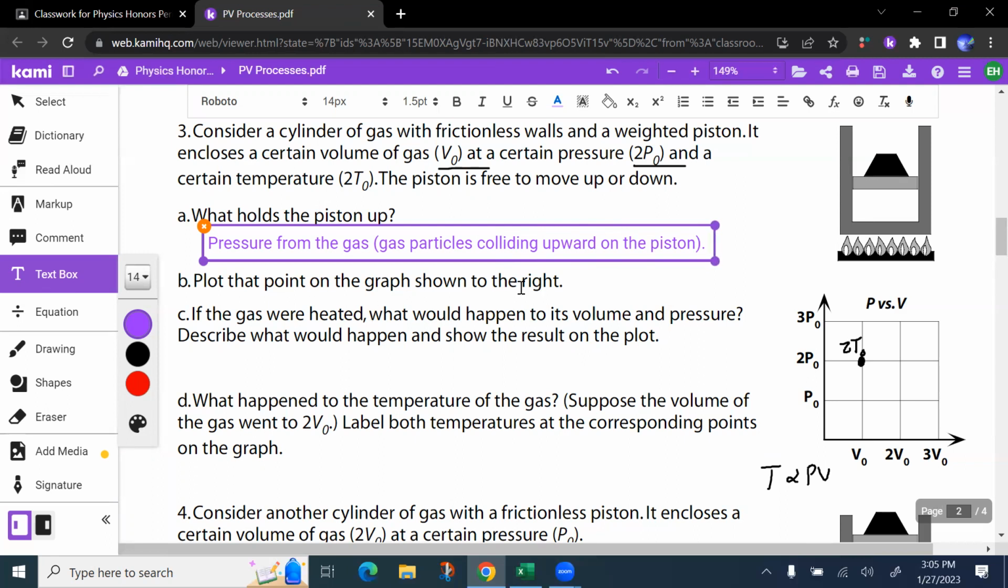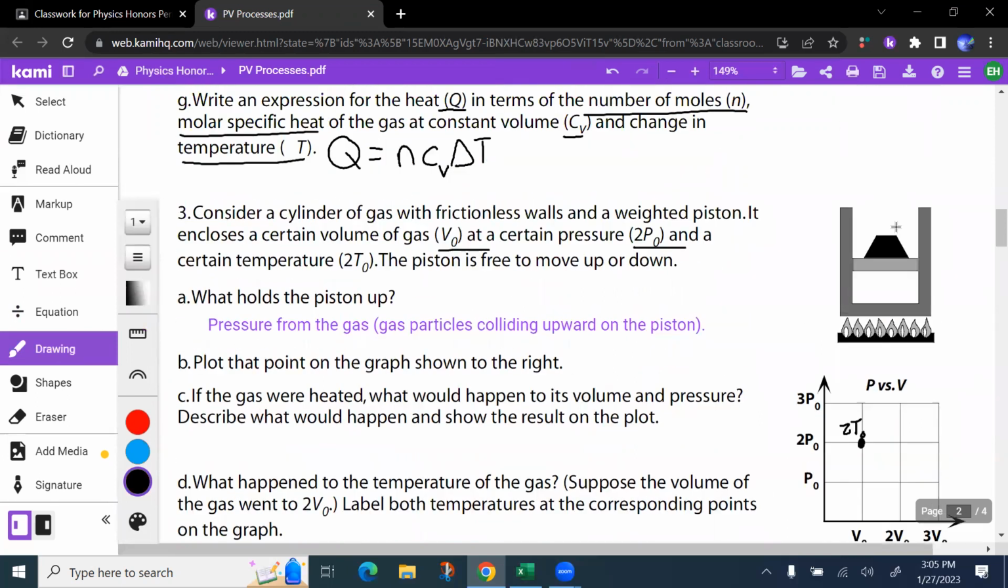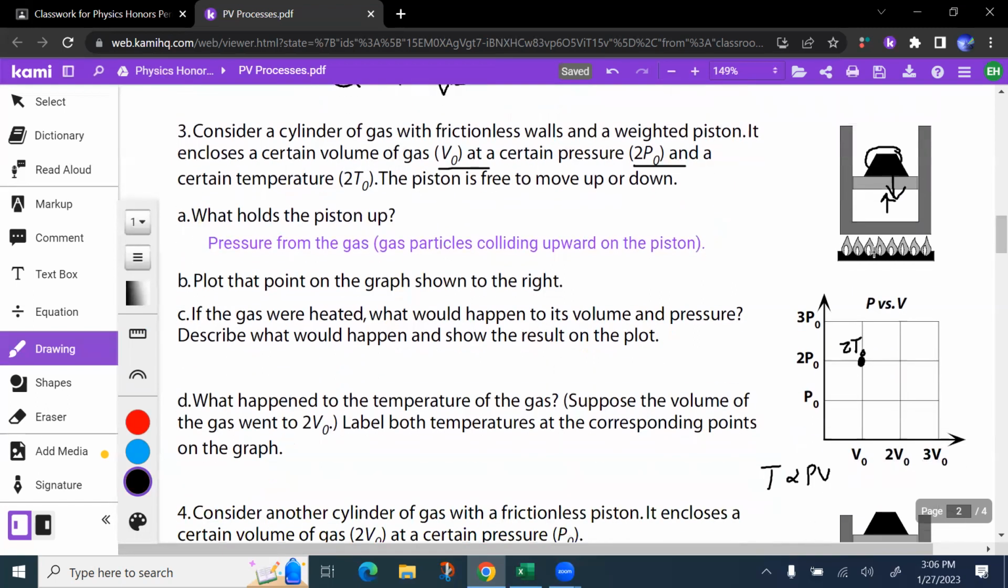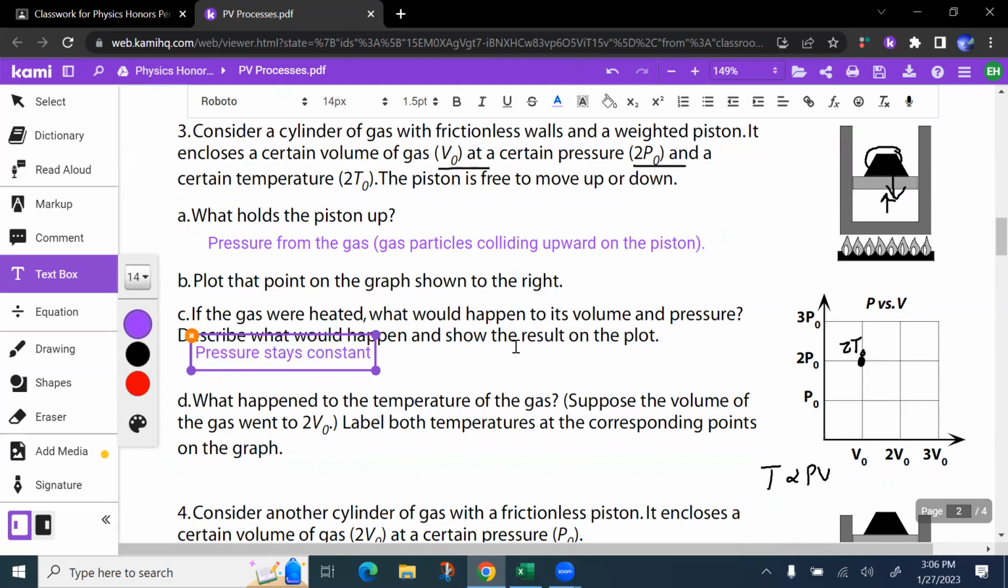So we plotted the point already. Part C, if the gas were heated, what would happen to its volume and pressure? Well, here's the thing about pressure. You have the pressure from the gas pushing up, suspending the piston, but from above you have pressure pressing down due to the weight of this block. Since the weight of the block doesn't change, the pressure will not change. So pressure stays constant, but what's going to happen is the volume is going to increase, if we're adding heat to it.